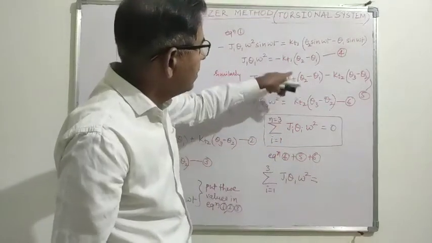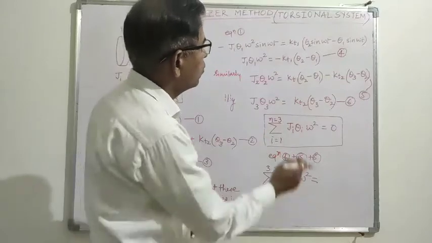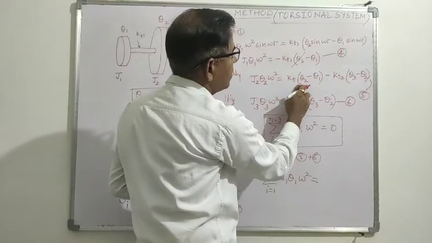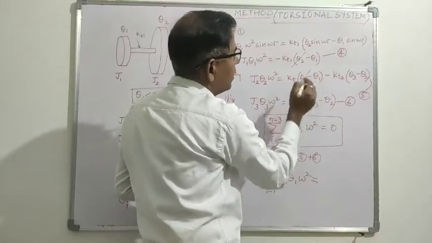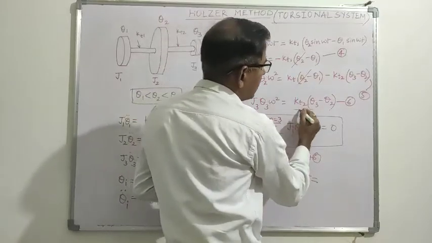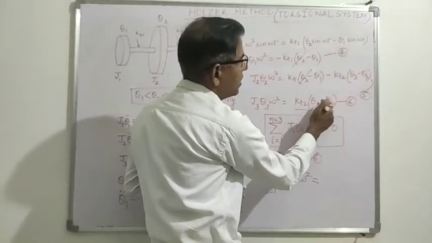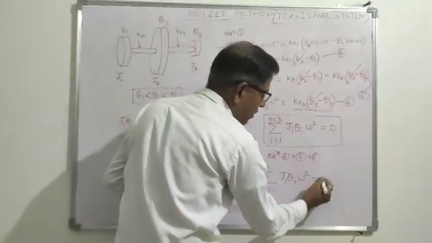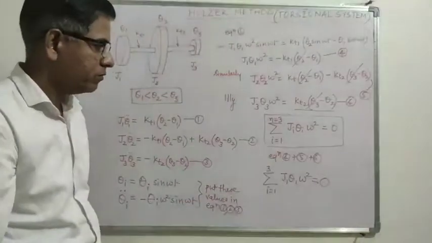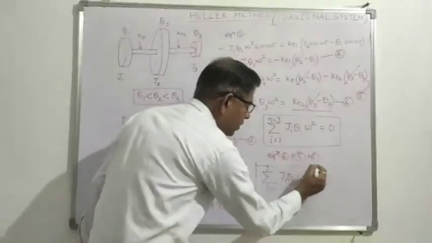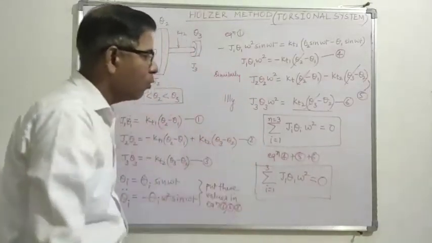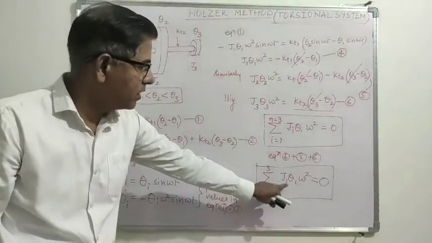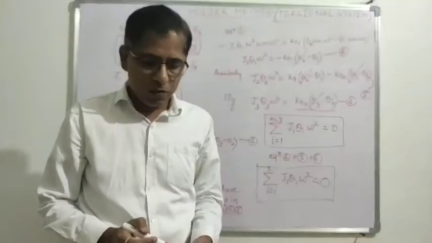If you add the right hand side also, so minus kt1 theta 2 minus theta 1 will get cancelled with plus kt1 theta 2 minus theta 1, and this kt2 theta 3 minus theta 2 will get cancelled with minus kt2 theta 3 minus theta 2. So here it will get 0. So this is the Holzer method. This is the formula on which this Holzer method works.